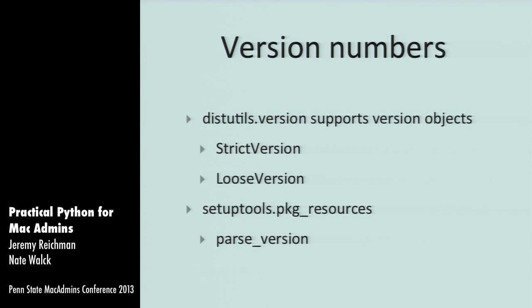Version numbers. This is another handy object that's built into Python. It's actually so popular it's built in twice, at least, in different ways. The first way that some of us used, and I believe Munki uses this, is with the distutils.version module, the distutils module, the version submodule. And that supports version objects. There's two kinds, strict version and loose version.